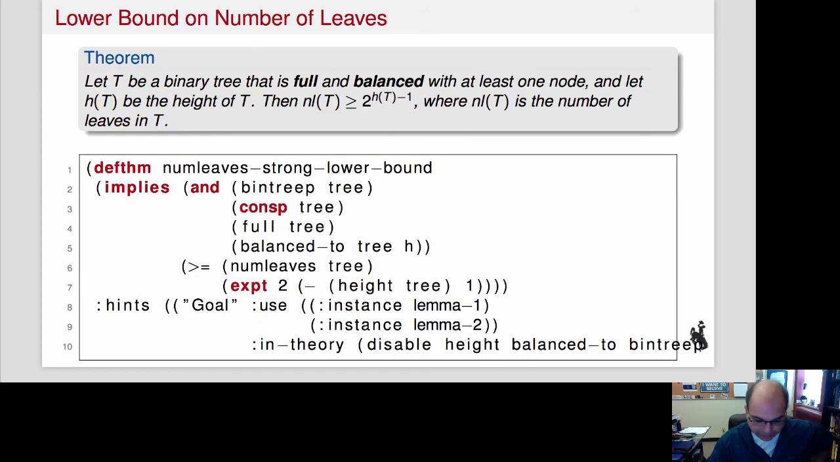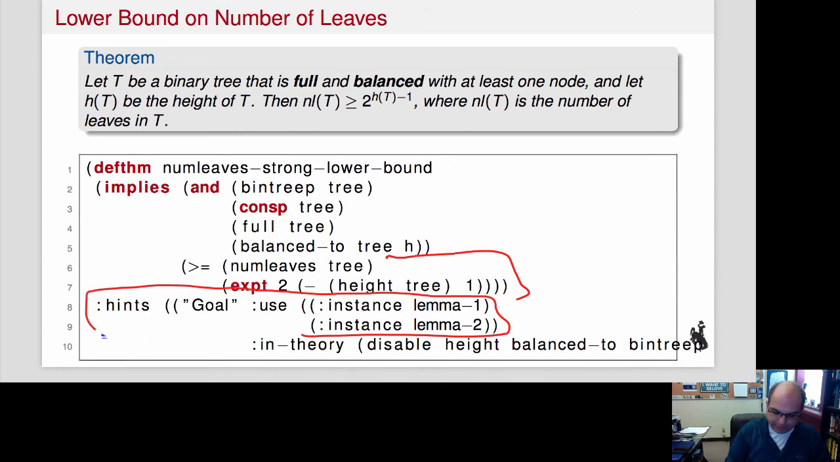And so finally, here is the main theorem. And what it tells us is the number of leaves is greater than or equal to 2 to the height of the tree minus 1. And we proved that by using these two lemmas. So I actually have to give it a hint, which I didn't have to before, right? So this is actually harder for ACL2 to find the proof by itself.